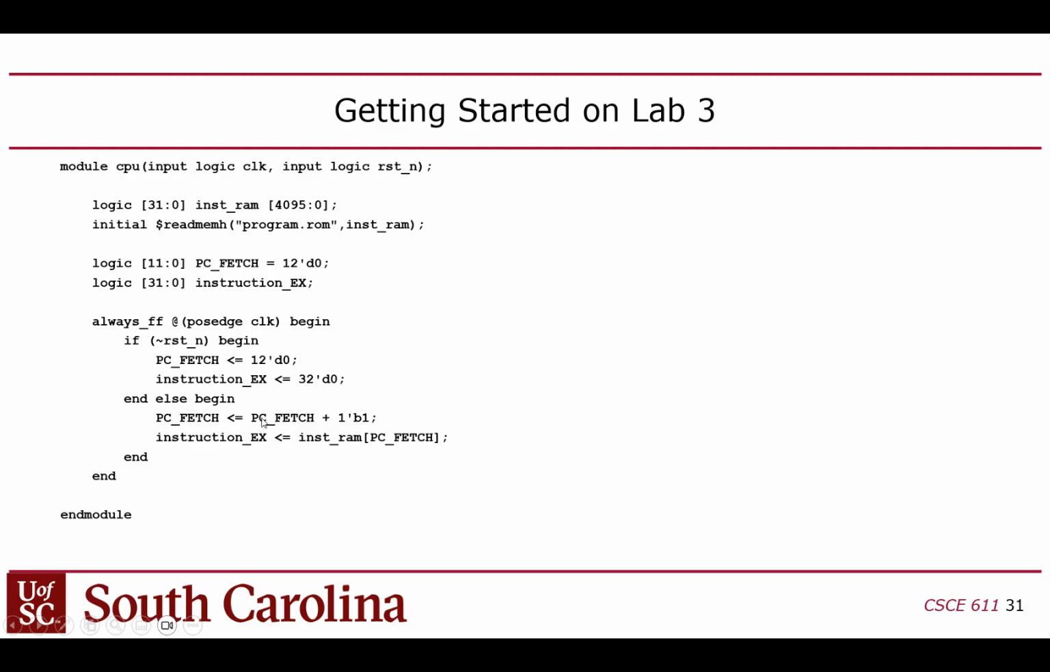And then otherwise, this thing will increment the fetch. PC fetch gets incremented by 1 every cycle because there are no jump or branch instructions, so the PC fetch will always be endlessly incrementing. And instruction EX is going to be reading the instruction RAM at PC fetch, right? So this is your starting point. This will actually allow you to load a program and have it spit out a stream of instructions from that program, 1 every cycle, right? Now, obviously, it's going to go through all 4096 instructions and then loop back to the first one.